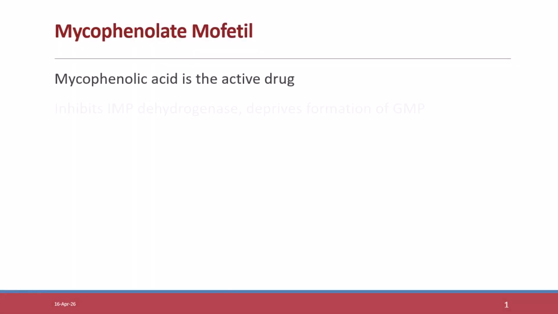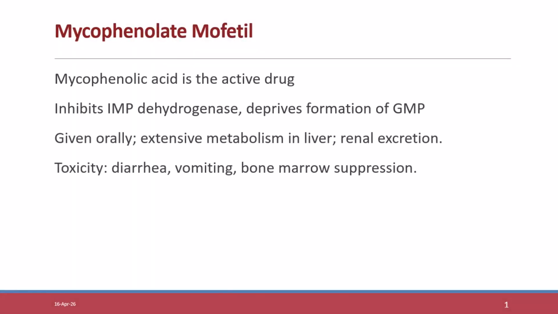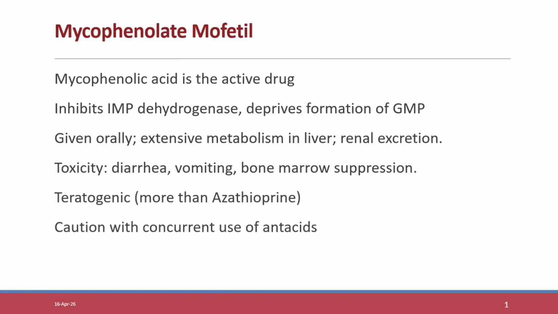Mycophenolate selectively inhibits inosine monophosphate dehydrogenase, making it more targeted toward lymphocytes. It is widely used in transplantation due to its efficacy. However, it is teratogenic and can cause bone marrow suppression.